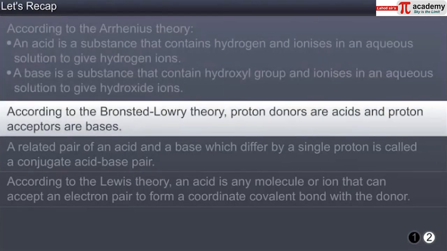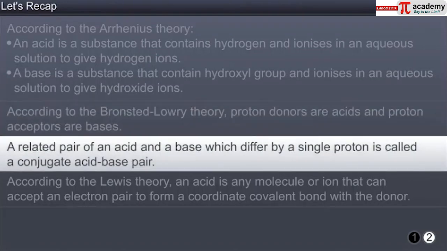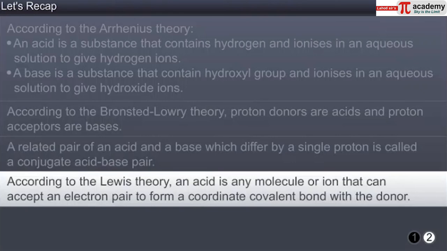According to the Bronsted-Lowry theory, proton donors are acids and proton acceptors are bases. A related pair of an acid and a base which differ by a single proton is called a conjugate acid-base pair. According to the Lewis theory, an acid is any molecule or ion that can accept an electron pair to form a coordinate covalent bond with the donor.